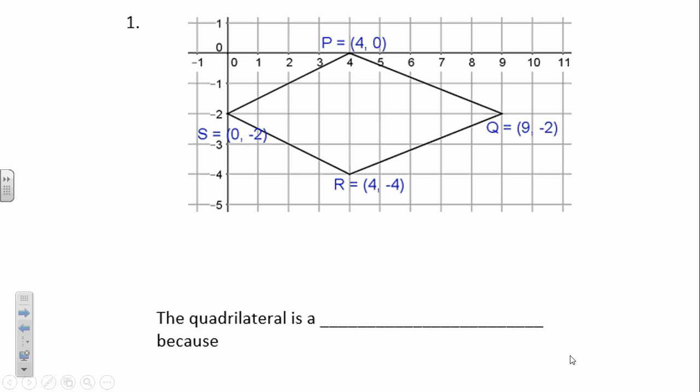So how do we figure out what this is, Maya? I like that. If we draw a line between S and Q and P and R, we have a perpendicular line because a horizontal and a vertical are perpendicular. So that tells us it could be, yes.